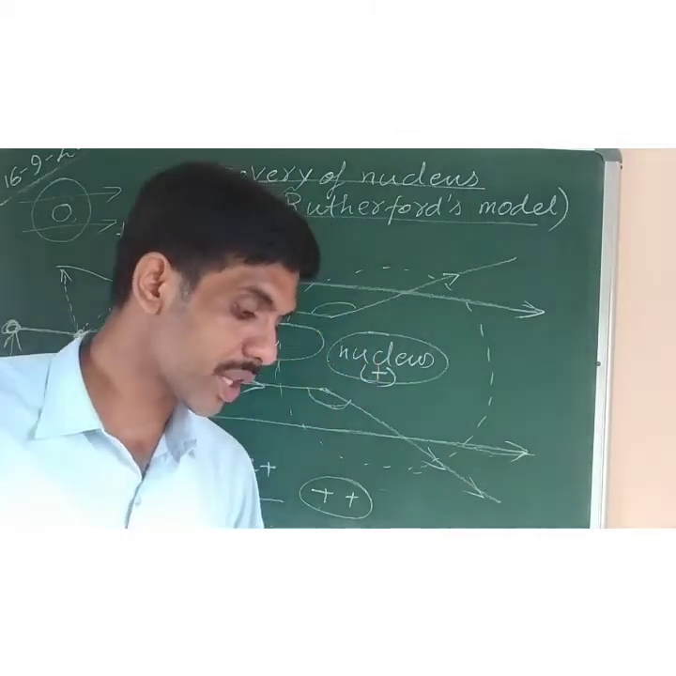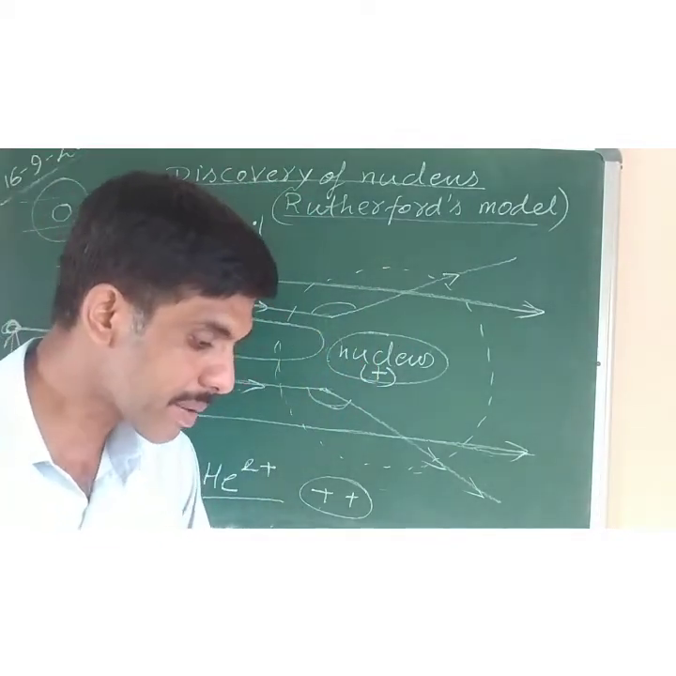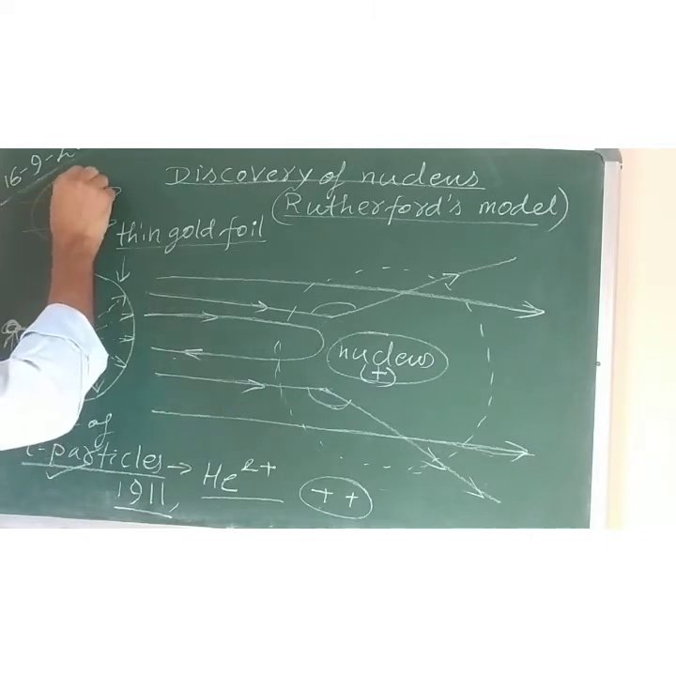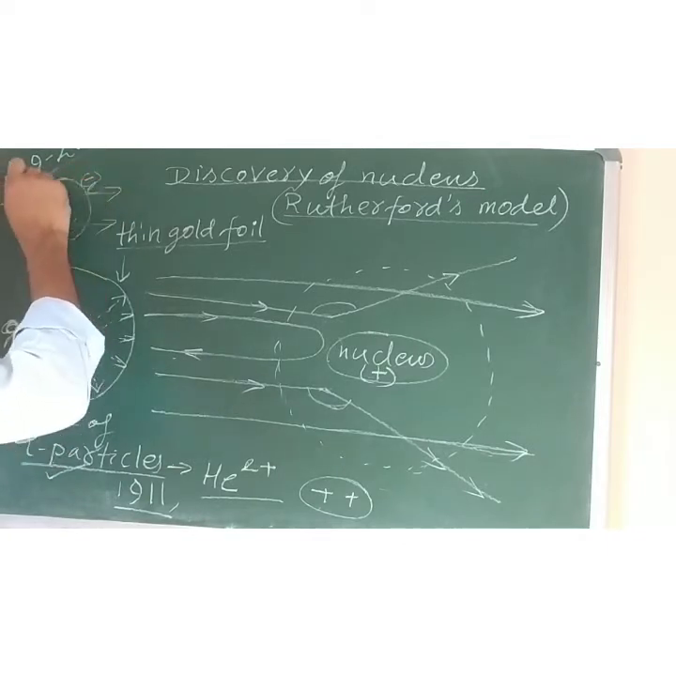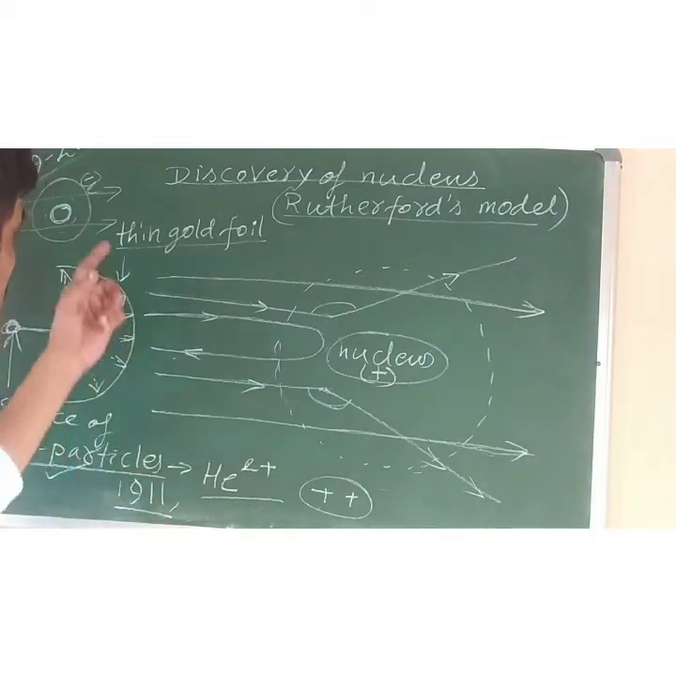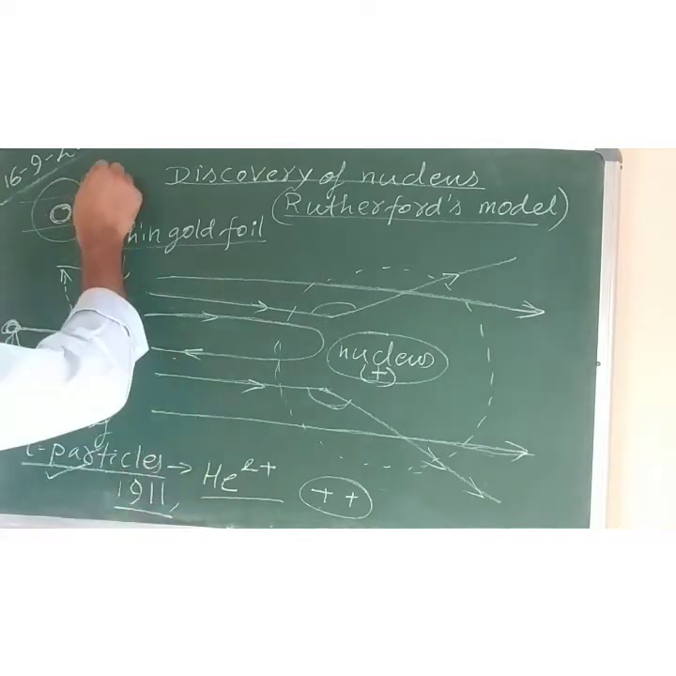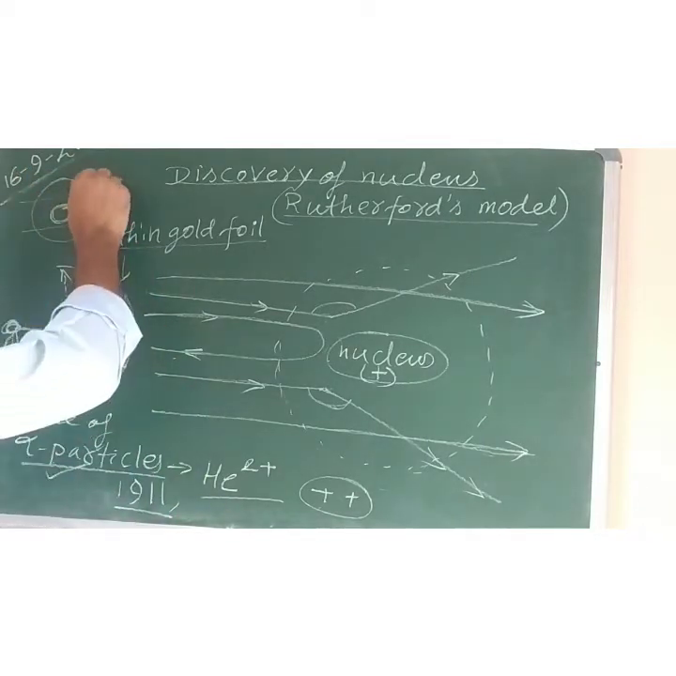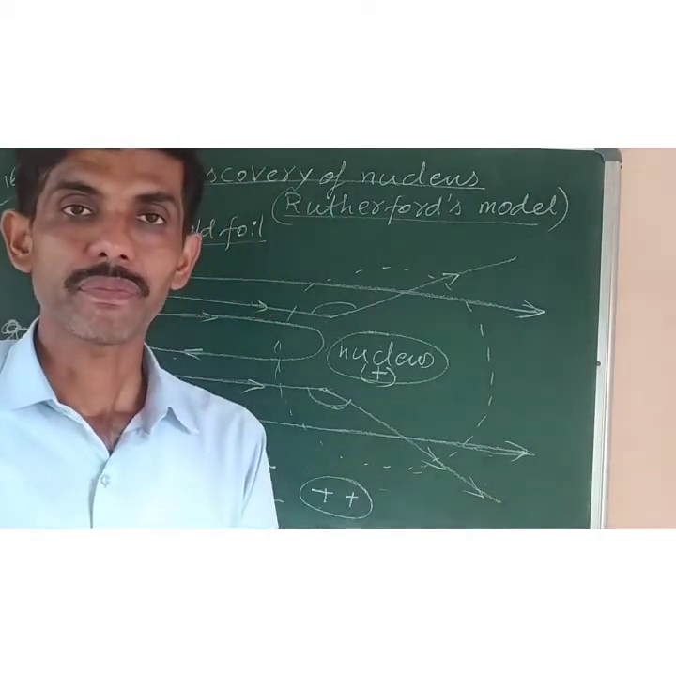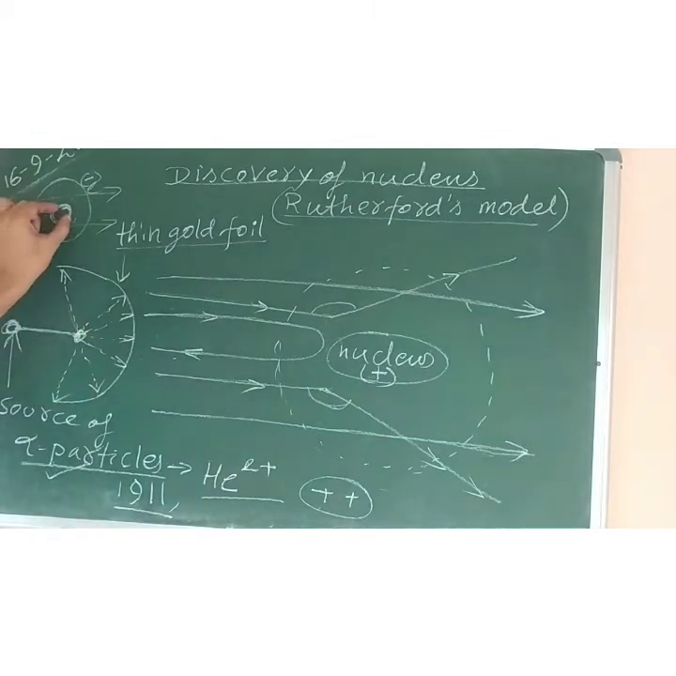So according to Rutherford's model of an atom, the atom consists of only two parts, one a central positively charged nucleus and the other negatively charged electrons which are present outside the nucleus, which are called extranuclear electrons, because electrons are not present inside the nucleus, so they are called extranuclear electrons. So according to Rutherford's model, the atom consists of a positively charged central sphere called the nucleus, and the electrons which are negatively charged revolve around it.